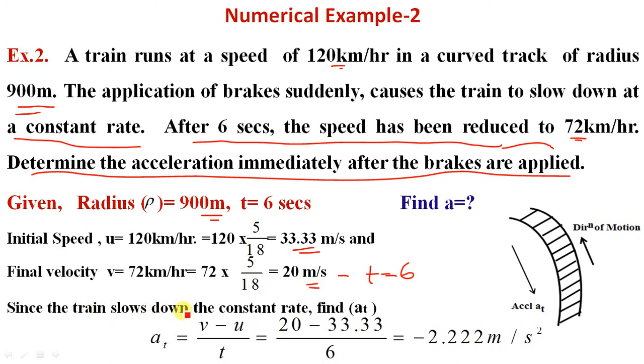Since the train slows down at a constant rate, we can find at as the change in velocity with respect to time. So final velocity minus initial velocity, 20 minus 33.3 upon 6, that is minus 2.22 meter per second square, which is the tangential acceleration.